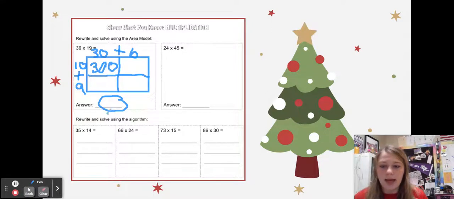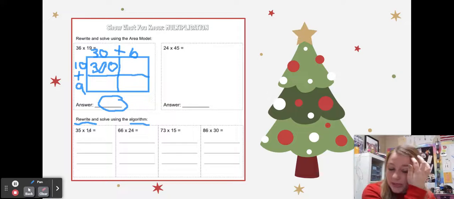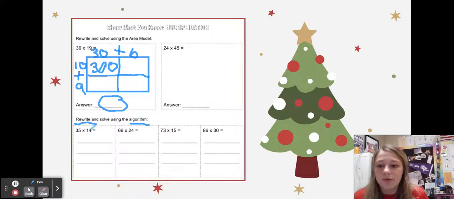All right, let's look at the next section. This one says to rewrite and solve using the algorithm. 2 keywords are rewrite and algorithm. So you need to rewrite this problem. If all you do is write the answer right here that you magically got with no work, it's going to be wrong even if it's the right answer, okay? You need to rewrite this. We are using the standard algorithm, so those numbers need to be stacked vertically and our place values need to be lined up.